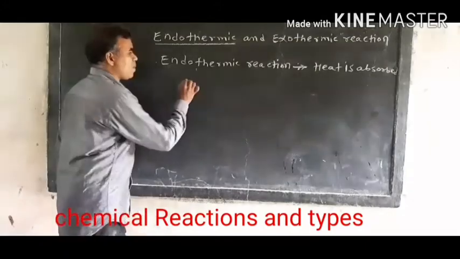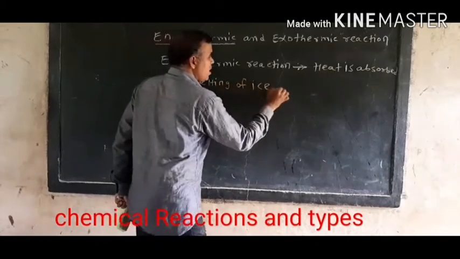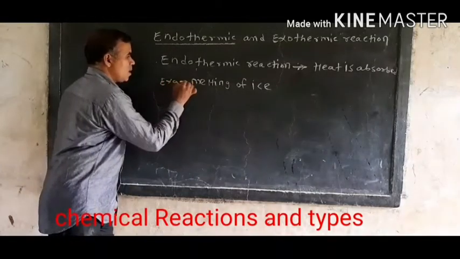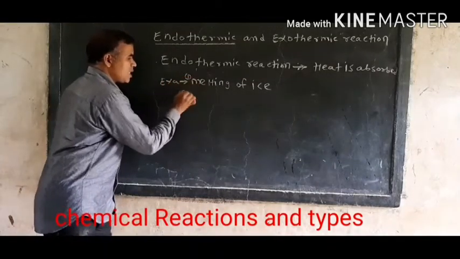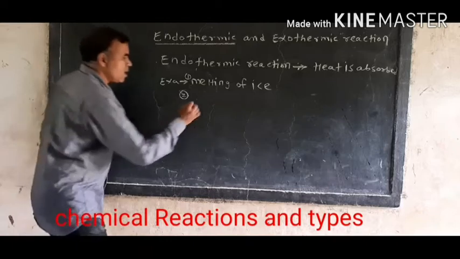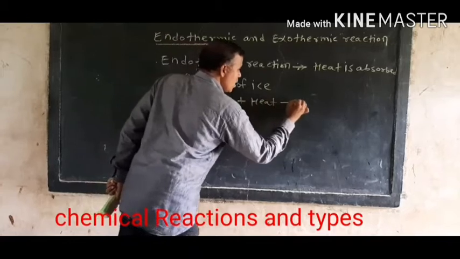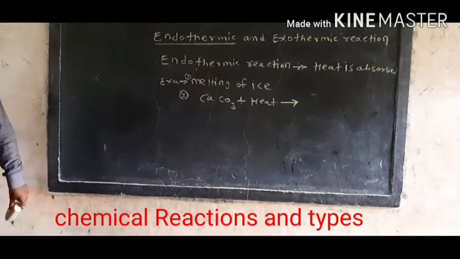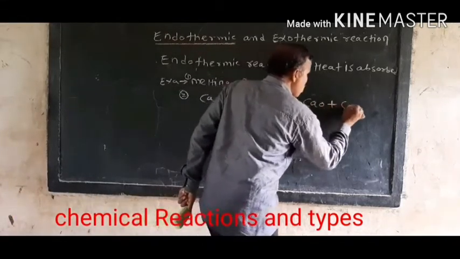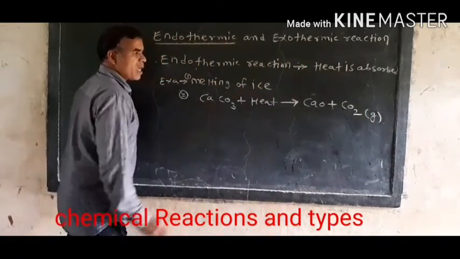For example, melting of ice. Melting of ice is an endothermic reaction. Second example आपण या ठिकाणी घेऊ. Number 2. Second example आपल्याला घेता येईल. Calcium carbonate is heated. Calcium carbonate is heated to form calcium oxide plus carbon dioxide. In this reaction also the heat is absorbed.